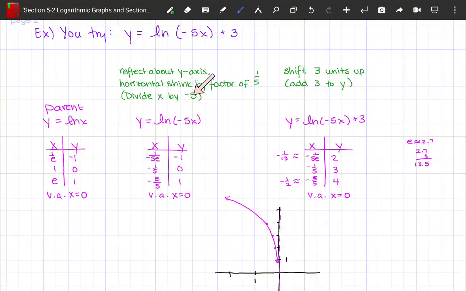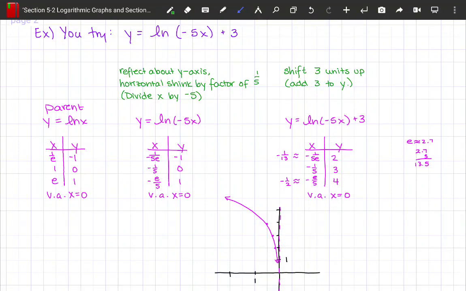So I just divided all the x coordinates by negative 5. All of these divided by negative 5, including 0. But 0 divided by negative 5 is still 0. But the y's didn't change. Then this plus 3 does shift up 3 units, so we're going to add 3 to all the y's. So I just added 3 to all of those. But the x's didn't change.